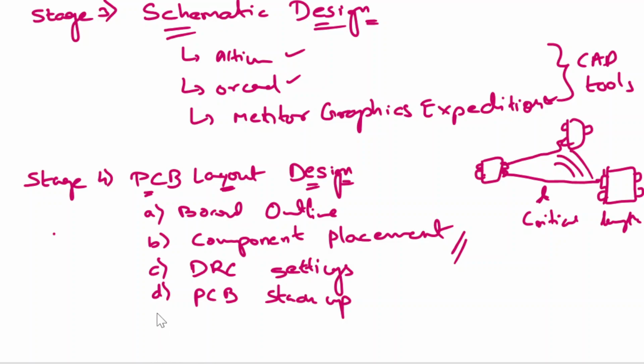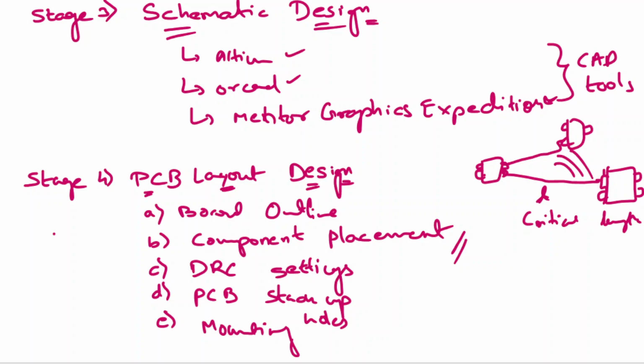And then finally you have to look at how the components or the mounting holes are placed, and what the orientation of the connectors is. All these things should be considered in this stage 4 of PCB layout design.